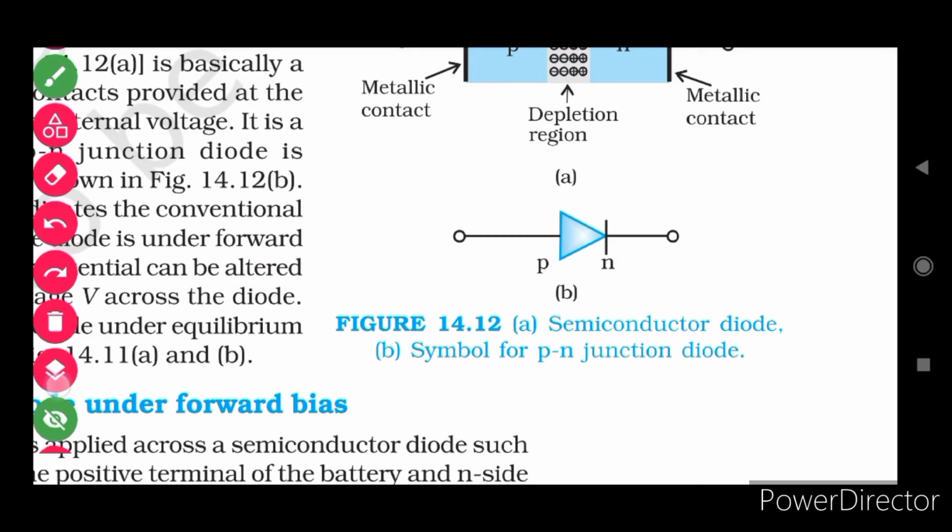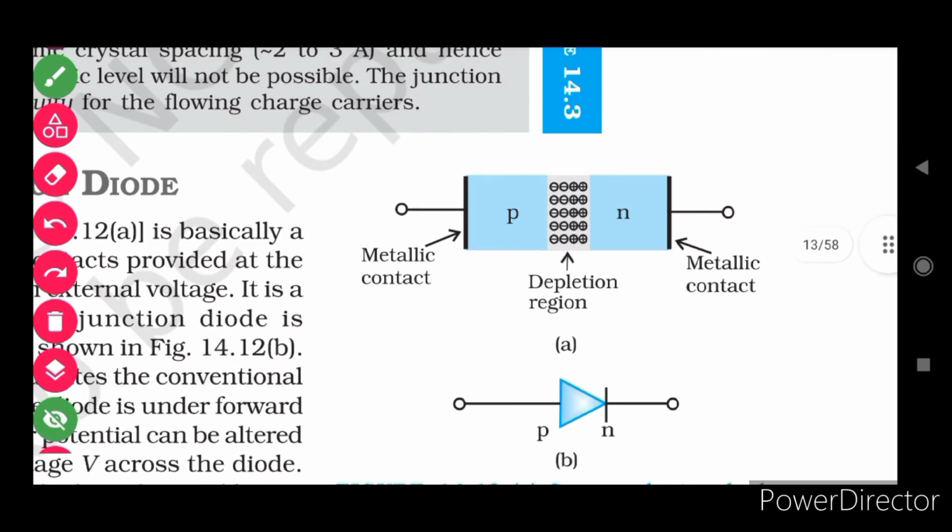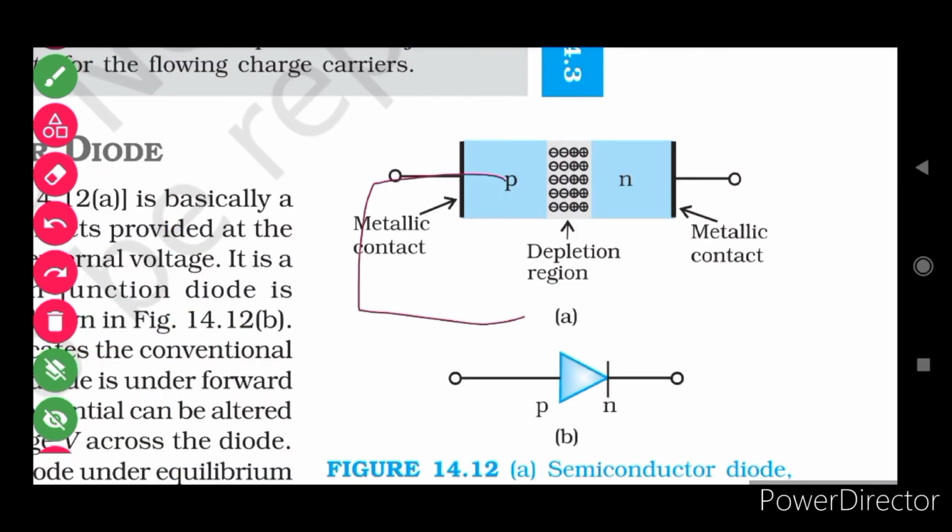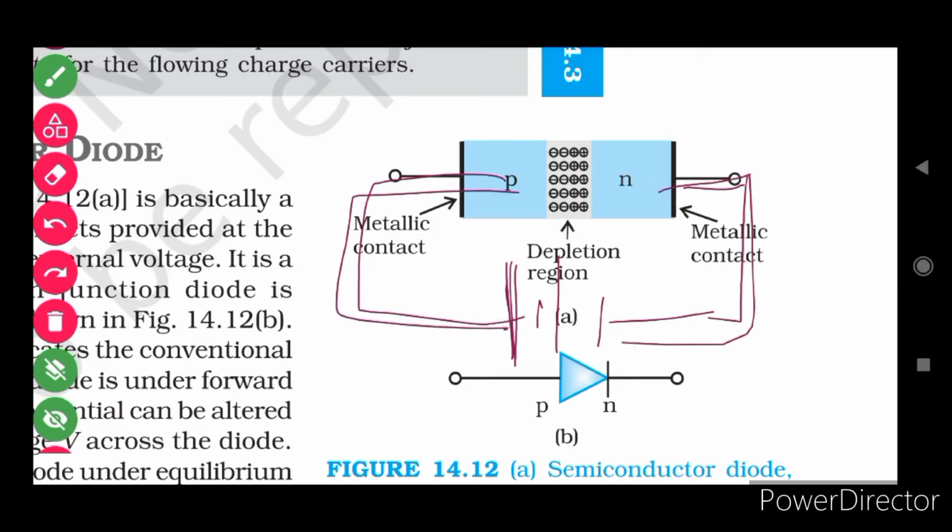Actually, we can apply a battery or voltage in two ways. We can apply the positive potential, or positive terminal of the battery, to the p type, and connect the negative terminal of the battery to the n type. This condition is called forward biasing, when p is connected to the positive terminal of the battery and n is connected to the negative terminal of the battery.